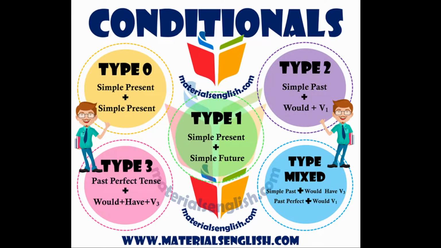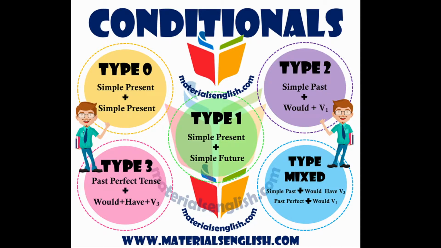This is an excellent little cheat sheet that you can use to easily identify the type of conditional you are speaking or reading. So type 0, which is always true, is if simple present plus simple present. Type 1 is always simple present if clause plus simple future main clause. Type 2, simple past if clause plus would main clause. Type 3 is if past perfect tense clause plus would have past participle.